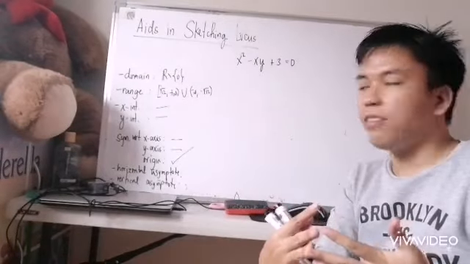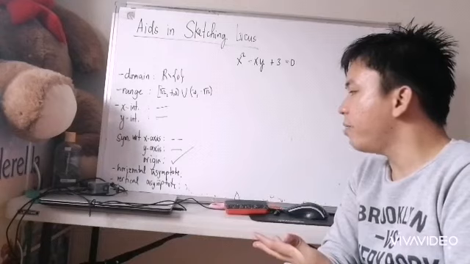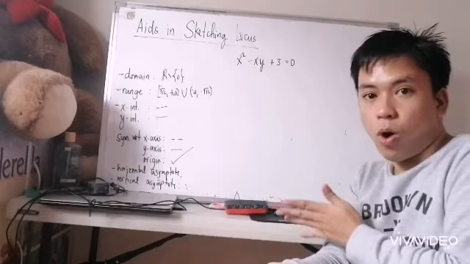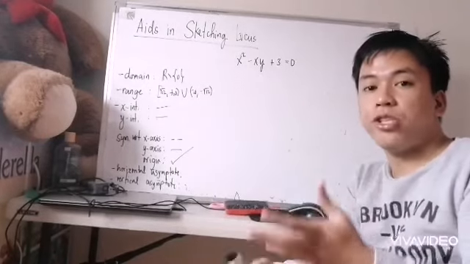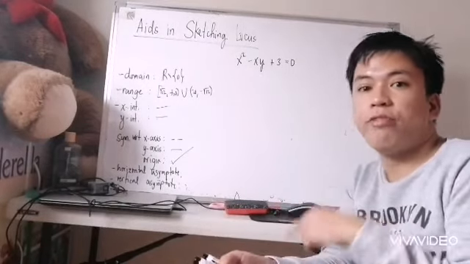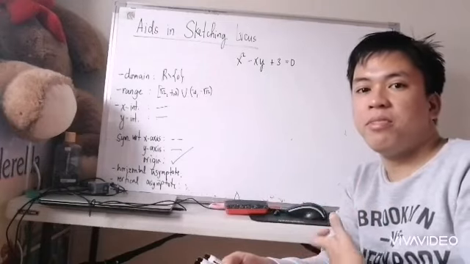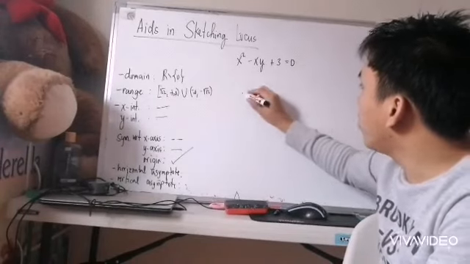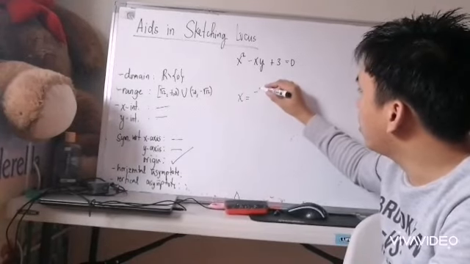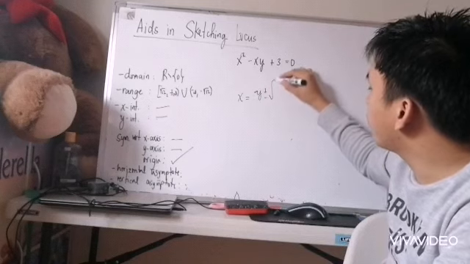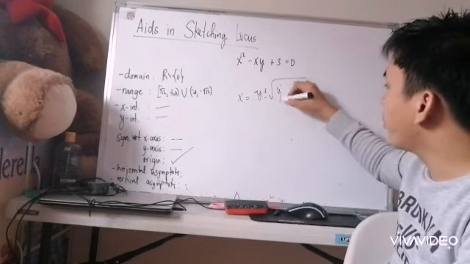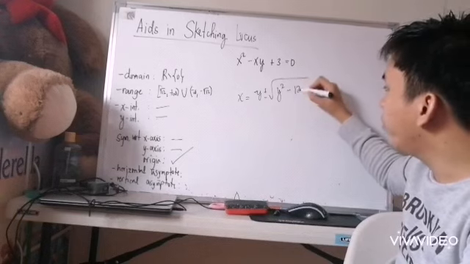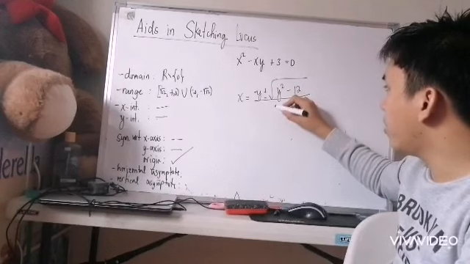So let's check for the asymptote. The horizontal asymptote. For the horizontal asymptote, we have to solve for x in terms of y, and the resulting expression should be a rational expression, then check for the denominator when that becomes 0. So let's solve for x in terms of y. When we solved for x earlier, it was y plus or minus the square root of y squared minus 4ac, so that's minus 12, over 2a, so that becomes 2.